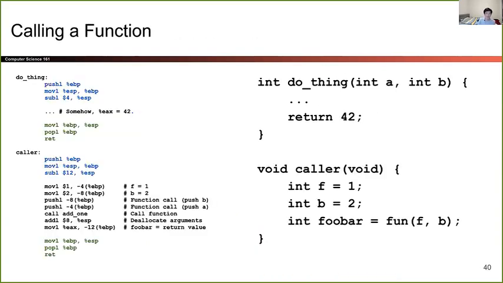All right, let's do a full example of how to call a function. So here I have my caller, and here I have my callee, which is do thing. I have a local variable f, a local variable b, which have values 1 and 2 respectively. And then I'll have a local variable foobar, which calls function with f and b. Oh, that's a typo. This is supposed to be do thing. I must have changed the function name at some point. Sorry about that.